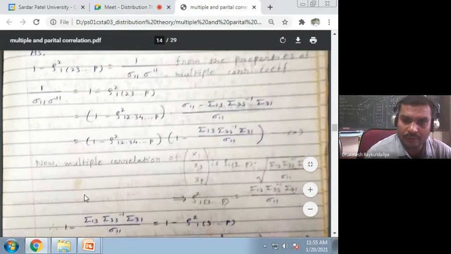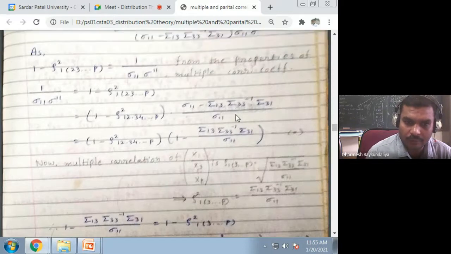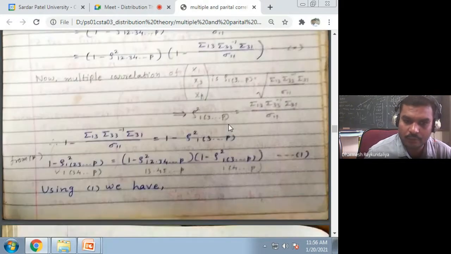And what can we write this as? It is 1 minus sigma 1 3 sigma 3 3 inverse sigma 3 1 upon sigma 1 1. So what will we call this? This is a multiple correlation coefficient. So what happened? It is 1 minus rho square 1 2 3 p is equal to 1 minus rho 1 2 3 p into 1 minus rho square 1 3 up to p. So can we write 1 minus rho square 1 2 3 p is equal to 1 minus rho square 1 2 dot 3 4 p into this.